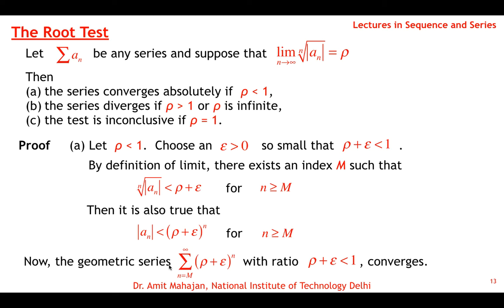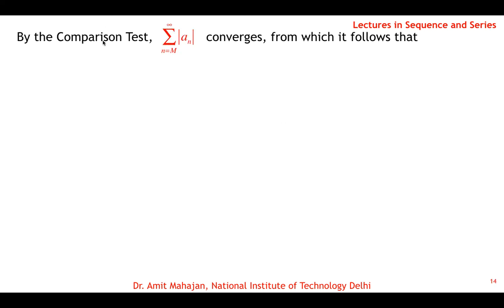So the geometric series, n equal to M to infinity of (rho plus epsilon) power n, is convergent because rho plus epsilon is less than 1. Because absolute values of a_n are less than this for all n greater than or equal to M, the series of modulus of a_n for n equal to M to infinity will be convergent. So by comparison test, the series of modulus of a_n from n equal to M to infinity is also convergent, and from here we can write that the series n equal to 1 to infinity of modulus of a_n is this series plus some terms.